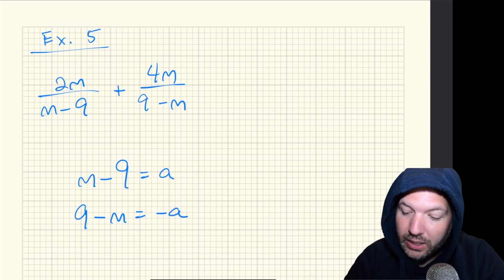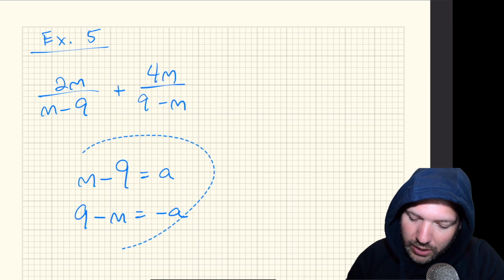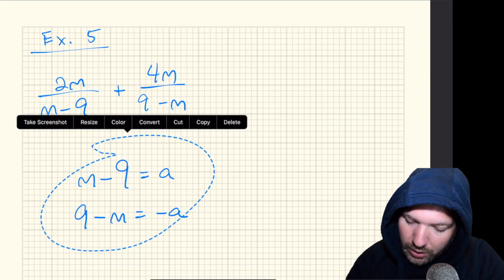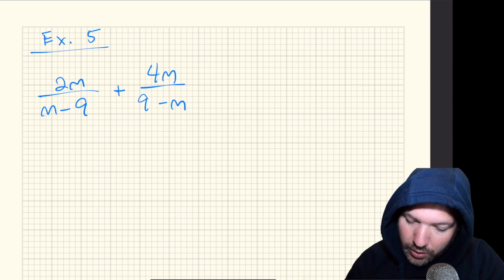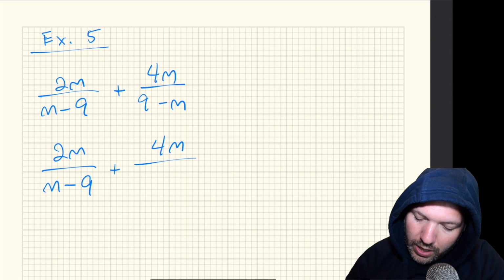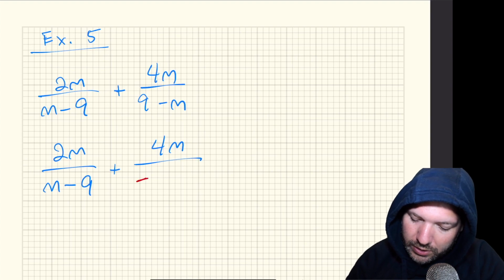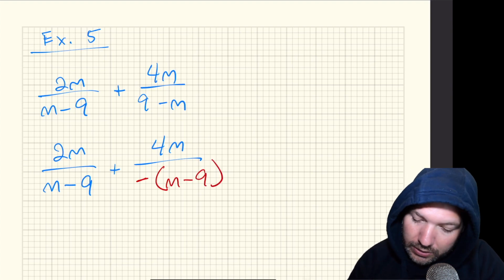It would just be the negative of whatever the first one was, right? So we can use that to our advantage if we do something like the following. Let's go ahead and change this. The 2m over m minus 9 we'll leave alone, but the 9 minus m we're going to represent as that additive inverse. It must be the negative of whatever m minus 9 is.